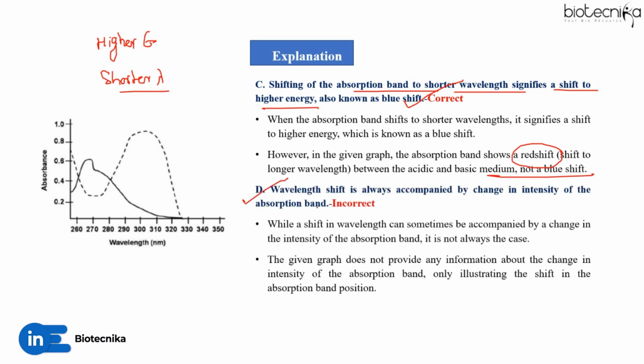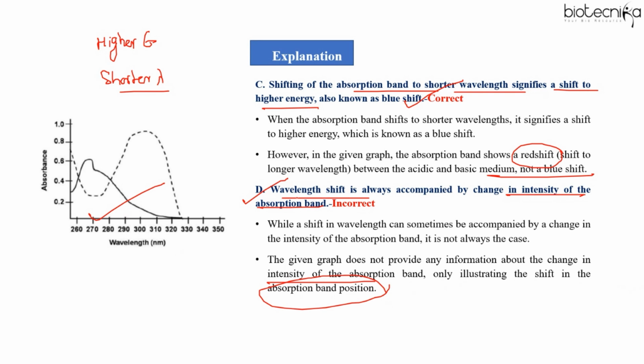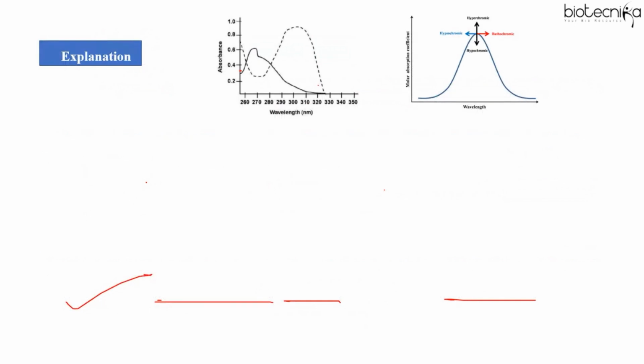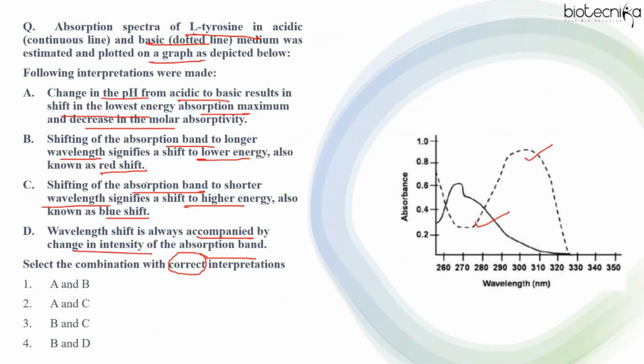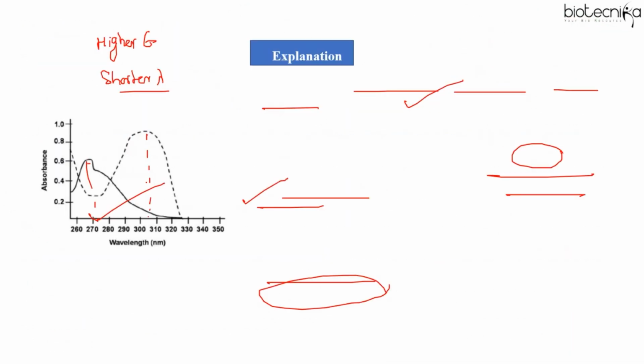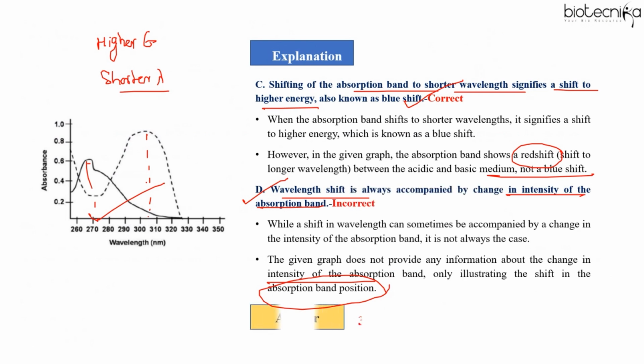And D is incorrect, where it states that wavelength shift is always accompanied by change in intensity of absorption band. The given graph does not provide any information about change in intensity of absorption band. It is only illustrating shift in absorption band position, which we have already discussed with the change in wavelength. Therefore the answer is option 3, which is B and C. We have to find the correct interpretation. So your B is correct and even C statement is correct.